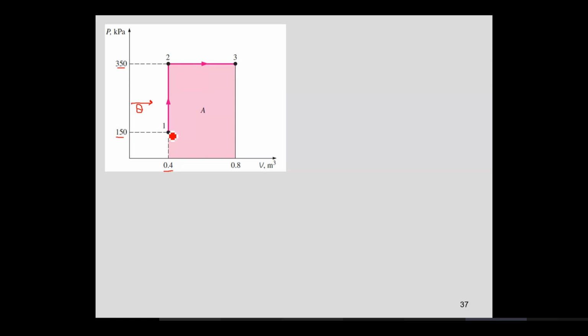So the first process was due to the addition of heat, where the pressure inside your system increased from 1 to 2, up to 350 kilopascal. Once the pressure has reached 350 kilopascal, the second thing was the expansion at constant pressure from 2 to 3, at 350 kilopascal, until your volume doubles at state 3, where your volume has changed from 0.4 to 0.8 meter cube. This has taken place at constant pressure. So this is the process diagram.